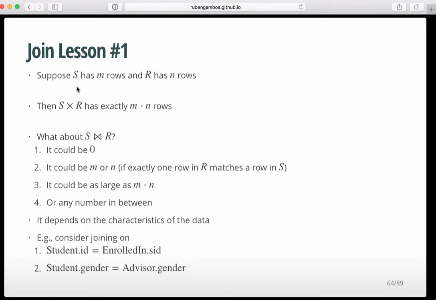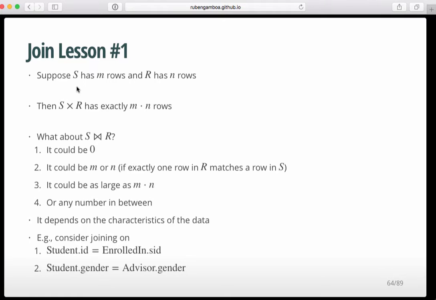So what about the join of S and R? You know what? There's a lot of possibilities. It could be 0, okay? For example, it could be 0 if I join them and I say, well, studio name is equal to name, and that never happens, okay? So yeah, it could be 0, right? It could be exactly M or exactly N, and that will happen when exactly one row in R should match one row in S.